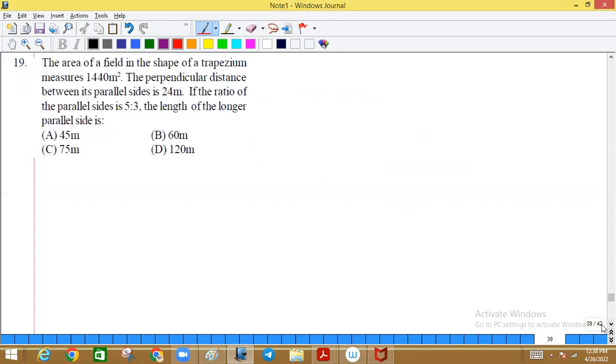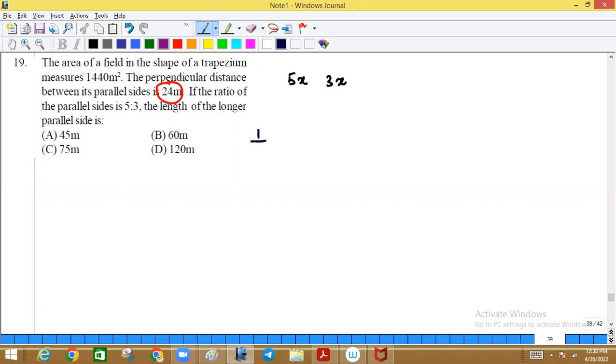The area of a field in the shape of a trapezium measures 1440 meters square. The perpendicular distance between the parallel sides is 24. Perpendicular distance between parallel sides means height of trapezium. The ratio of parallel sides is 5x and 3x. Then find the longer parallel side.